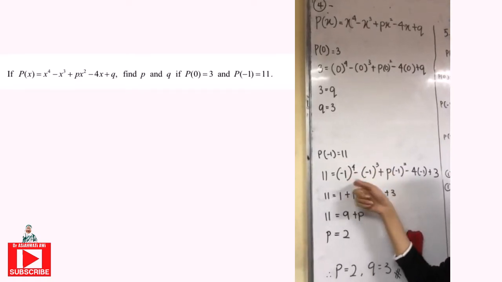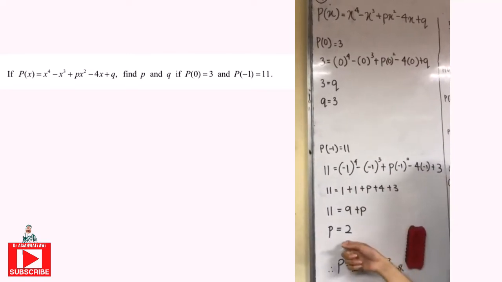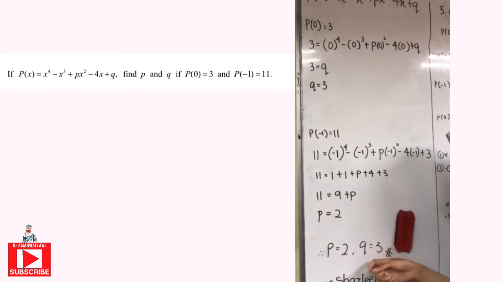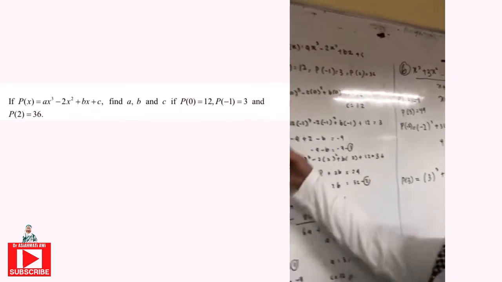So kita ganti X dengan negatif 1 semua. Lepas tu dapatlah P sama 2. So jawapan dia P sama 2, Q sama 3. Siap. Okay, ini soalan untuk 5.